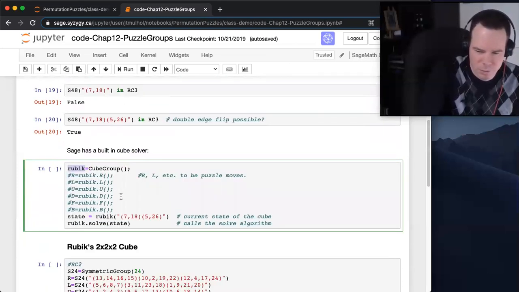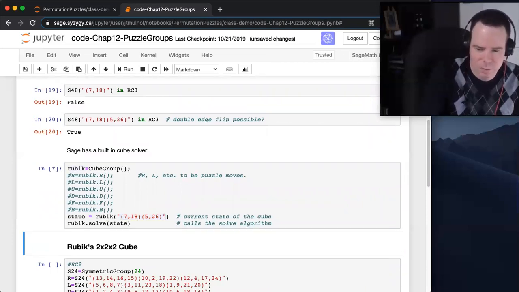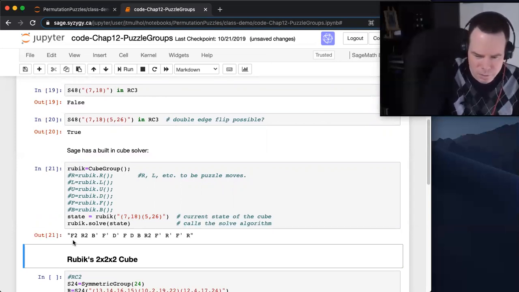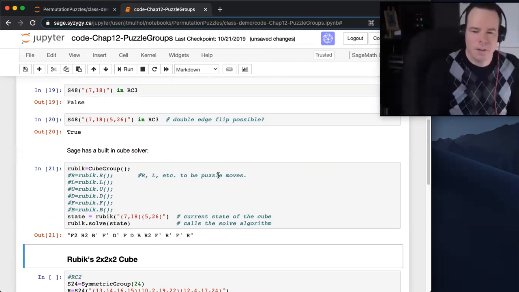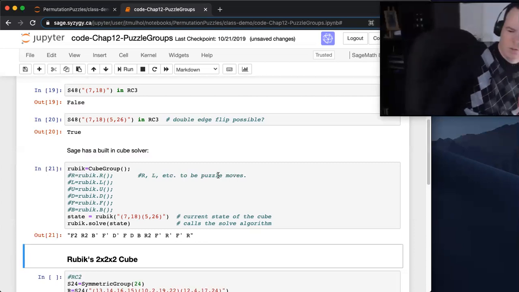We want to do the reverse. Given a permutation, we want to figure out from that state what the solution is. So let's just run this and see how it goes. There's the sequence. It tells you if you turn the front face 2 clicks, the right face 2 clicks, an inverse back move, so a counterclockwise click of the back face, a counterclockwise click of the front face, and so on, that you can do the double edge flip.